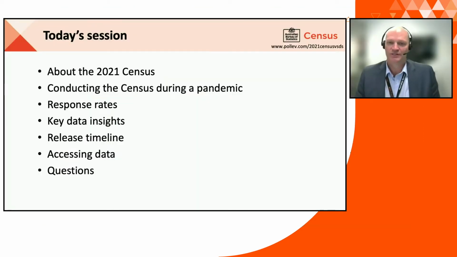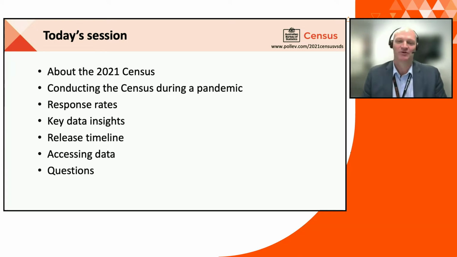What are we covering today? Well, we'll be talking about a bit of context about the 2021 census and the times that we conducted the census in, with the pandemic and the unusual situations that presented. We'll be talking about the quality of the census and response rates. We'll obviously be talking a lot about the data. That's what we'll be focusing on most. And then we'll give a bit of information at the end about our release timeline from here, accessing the data, and we'll have some time for questions.